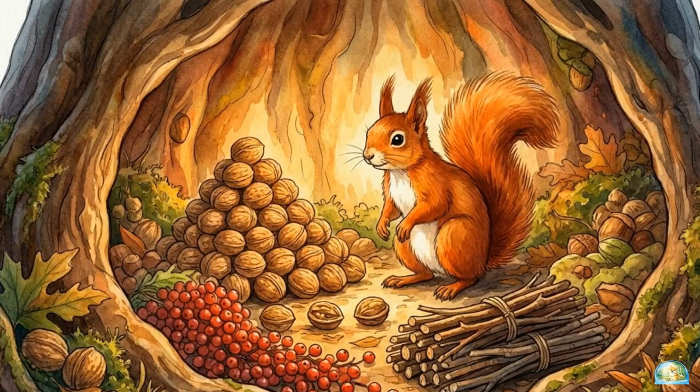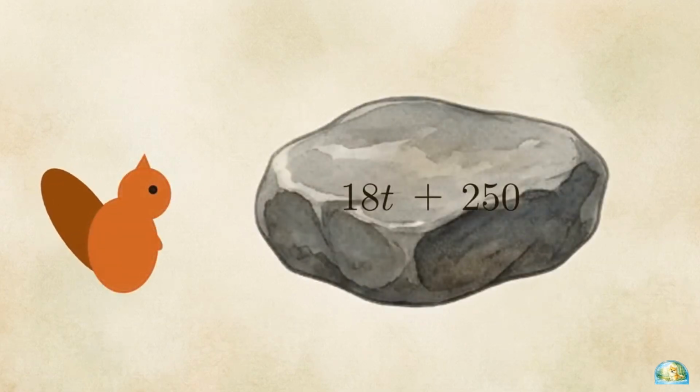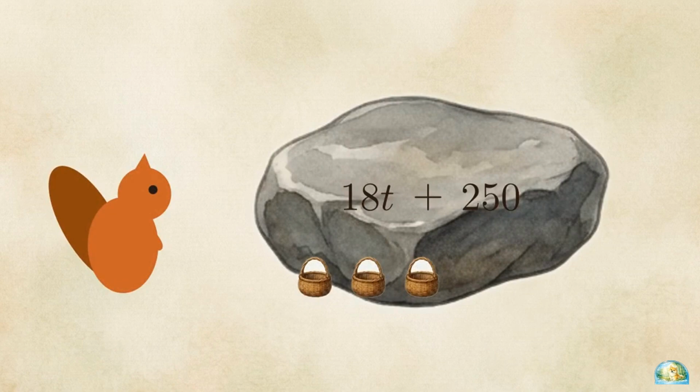Reading the whole expression, not just hunting for isolated numbers, is the only way to reveal exactly what a total quantity represents. Let's look at a concert hall. They charge $18 per ticket and a $250 room fee. What quantity does 18T plus 250 represent?